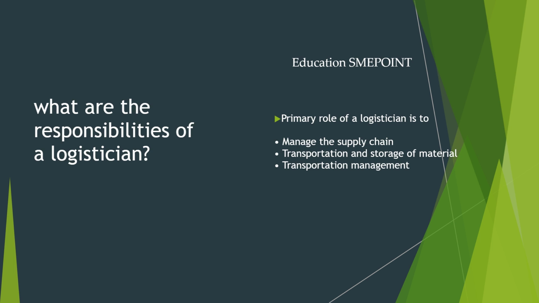What are the responsibilities of a logistician? The primary role of a logistician is to manage the supply chain, transportation and storage of material, and transportation management.